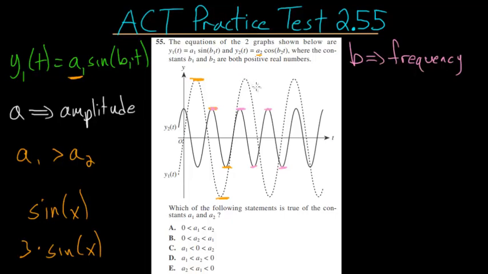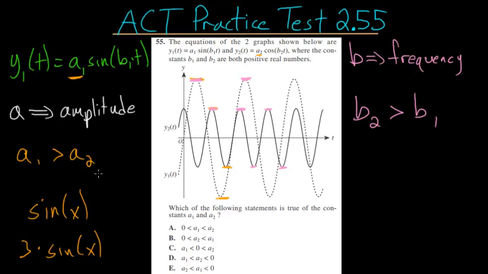So notice this dotted line function. These peaks here are further apart than the peaks on the black line function, which means that the frequency on this dotted line function is smaller than the frequency on the black line function. So the black line function is our b2, so we can say that b2 is bigger than b1. And now, to answer our question, all we have to do is figure out whether or not a1 and a2 are positive or if they're negative.